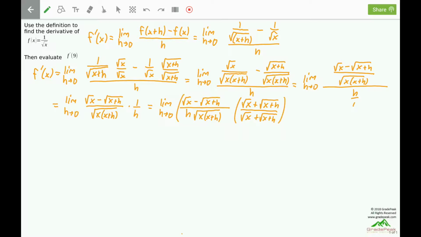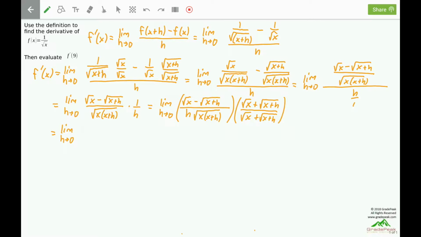And we're now going to multiply by that form of 1. So we don't change the value, just the look. And that will give us limit as h goes to 0 of the numerator. Those are root conjugates, so we're going to FOIL that out.